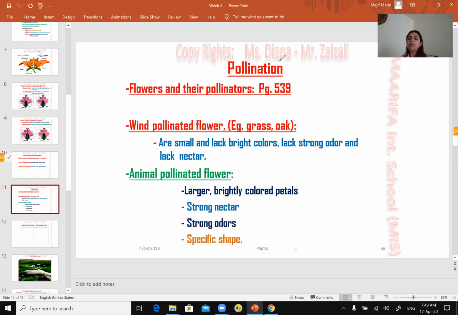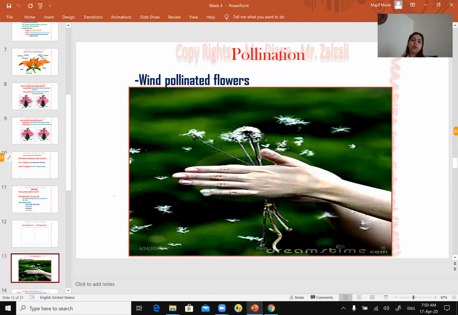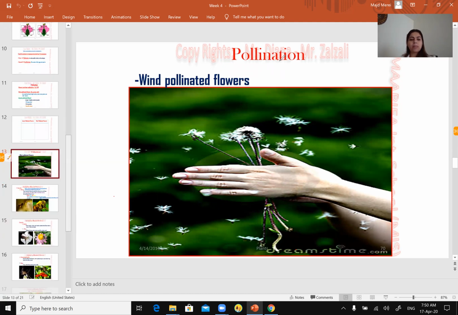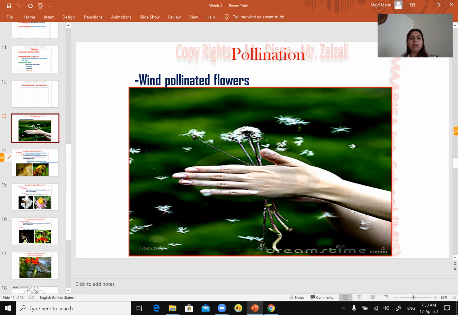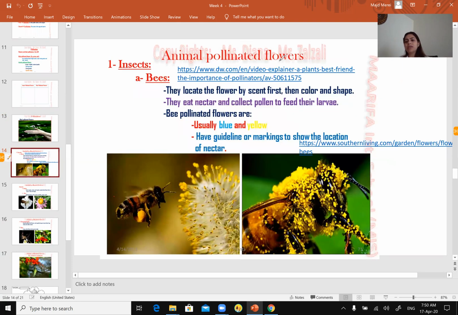Wind pollinated flowers, usually they have what? They have long stamen, okay? They have long style, so the stigma is exposed to the wind. This diagram here shows one example of wind pollinated flowers, dandelion, okay? Now, for animal pollinated flowers, there are actually different examples of animals that pollinate flowers. I'm going to start with insects.